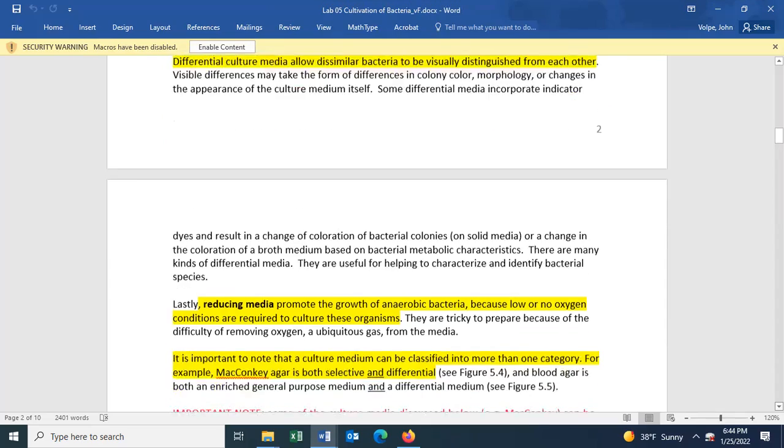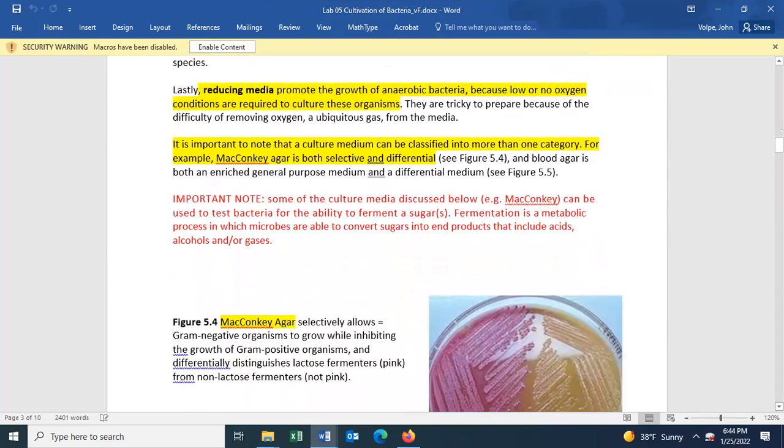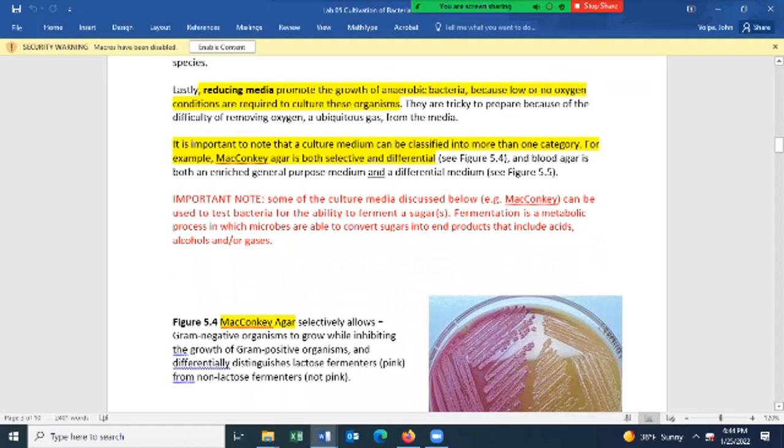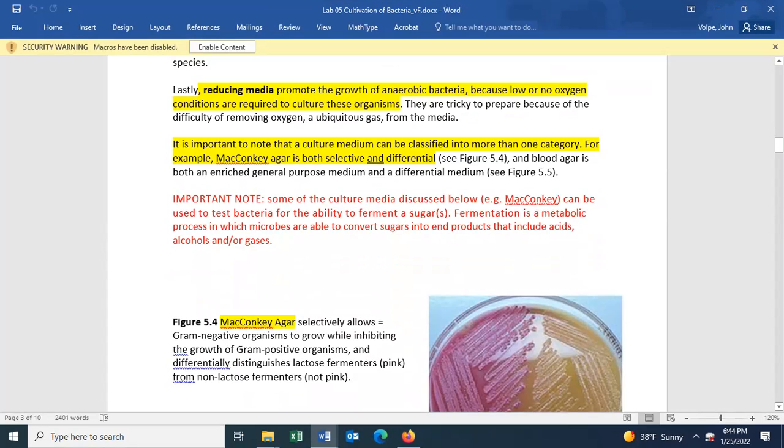And lastly, there's reducing media. Reducing media helps promote the growth of anaerobic bacteria. The reducing media has a reducing compound in it, which removes oxygen. And so the reducing media will have low oxygen or no oxygen. And that is required by strict anaerobes.